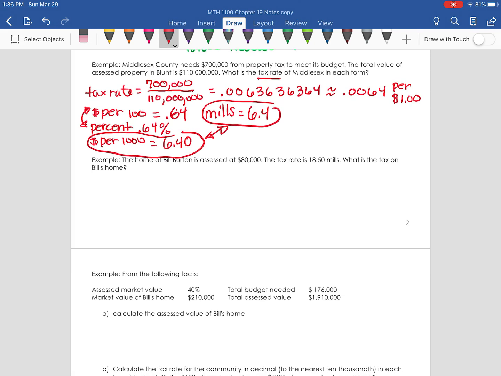Okay, next example says the home of Bill Burton is assessed at $80,000. The tax rate is 18.50 mills. What is the tax on Bill's home? So to find the tax, that's going to be the assessed value times the tax rate.